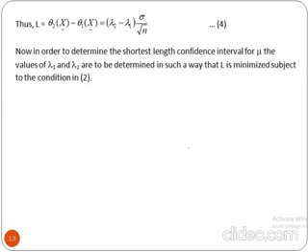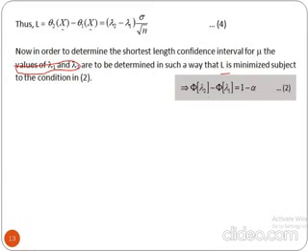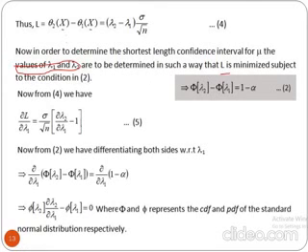Okay, now this is the shortest length confidence interval. This is the length of the confidence interval. These are the values of lambda 1 and lambda 2, and they are to be chosen in such a way that this L is minimized. So that is the purpose of the shortest length confidence interval, given the condition in equation 2. Based on this equation we are to minimize the length, that is, find the shortest length confidence interval.